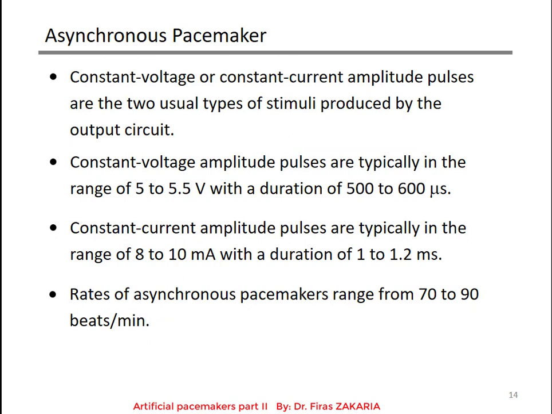Here we also said that we have constant voltage or constant current amplitude pulses. Either the pacemaker may deliver constant voltage or constant current amplitude pulses. Constant voltage amplitude pulses are in the range of 5 to 5.5 volt with a duration of 500 to 600 microseconds. Constant current amplitude pulses are typically in the range of 8 to 10 milliampere with a duration of 1 to 1.2 millisecond. The rate of asynchronous pacemaker ranges from 70 to 90 beats per minute.